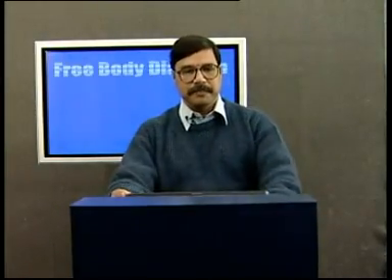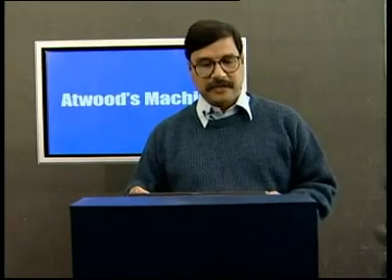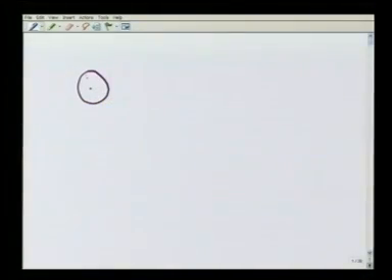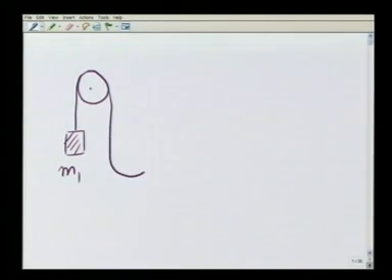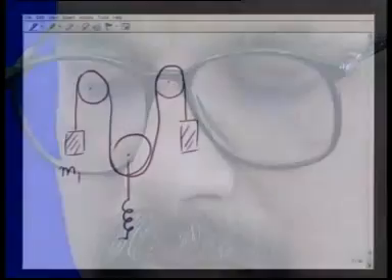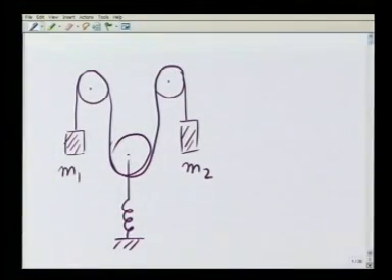Continuing with the same problem, I will change it slightly and give this as an exercise to you. Let me again attach 2 masses with a pulley, let it go like this, except that now I will attach a spring to this mass. I would like you to set up the equations for this and solve them using the methods that we have learnt so far.